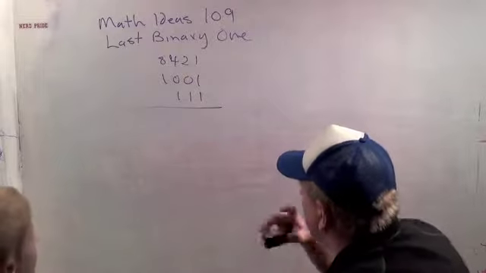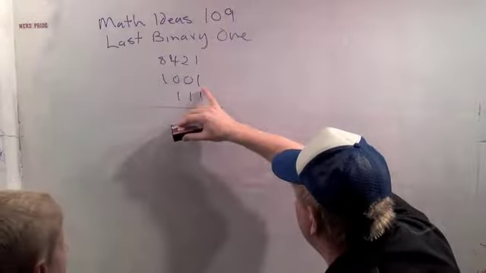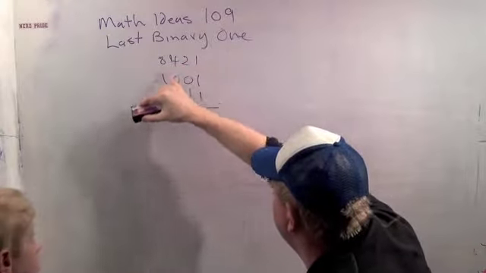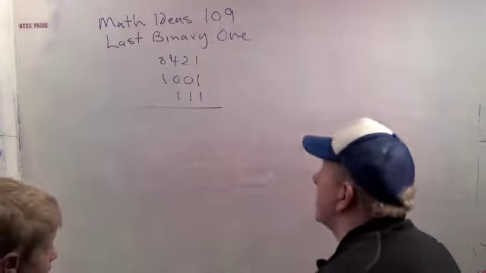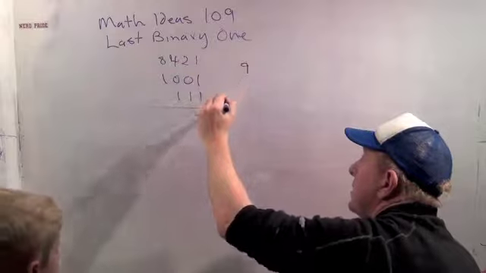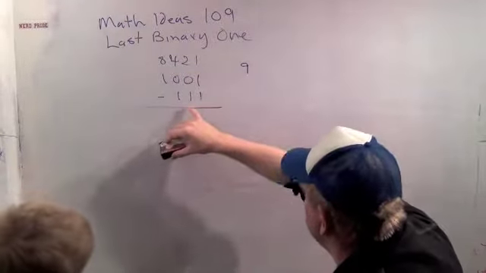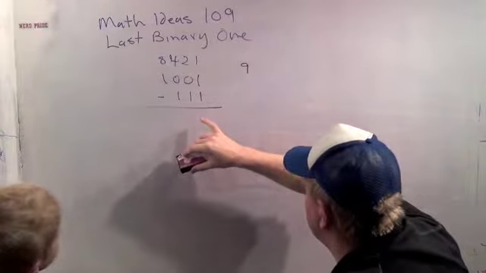This is 1 times 1 plus 0 times 2 plus 0 times 4 plus 1 times 8. So what is this number? 9. This is 9. And we're going to subtract. So let's figure out what this number is real quick, just to see it.